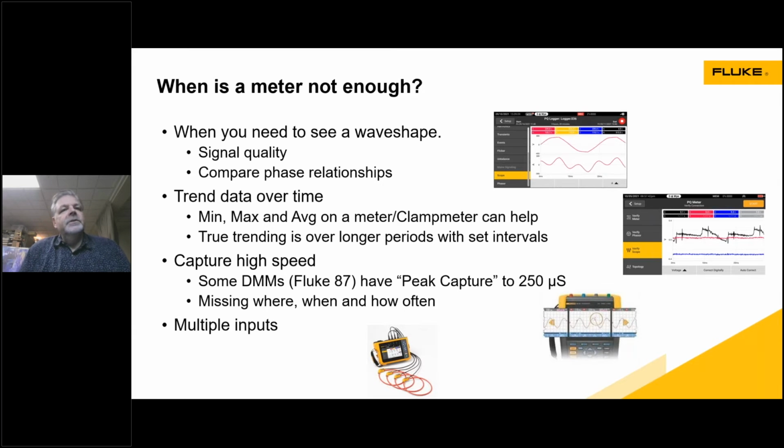Some of our high-end multimeters, like the Fluke 87, that is pretty much an industry standard since I started in 1989, has peak capture capability and can capture up to 250 microsecond of peak values.